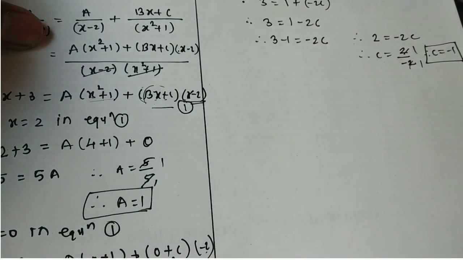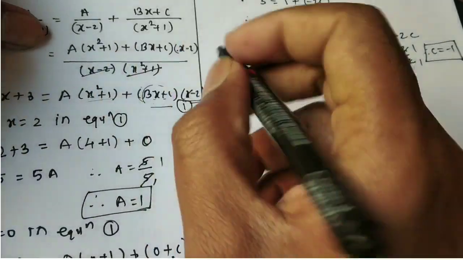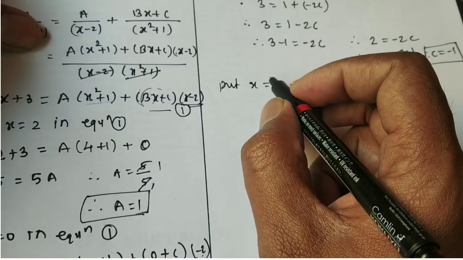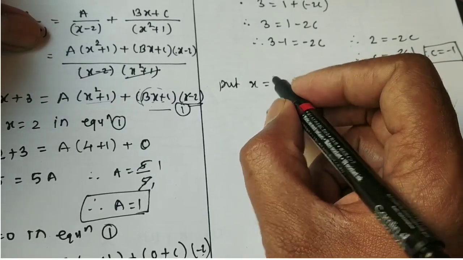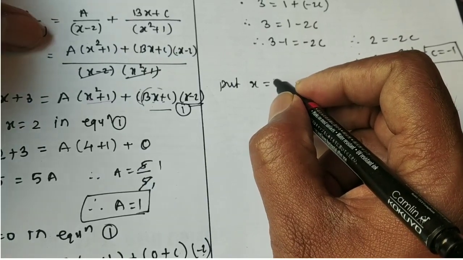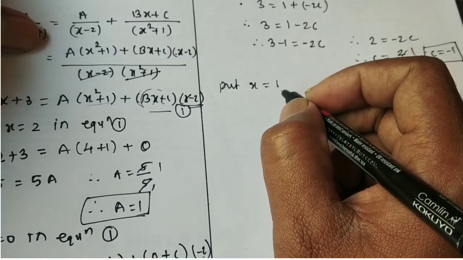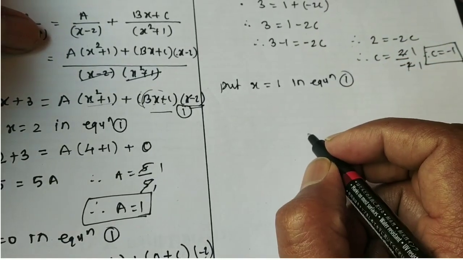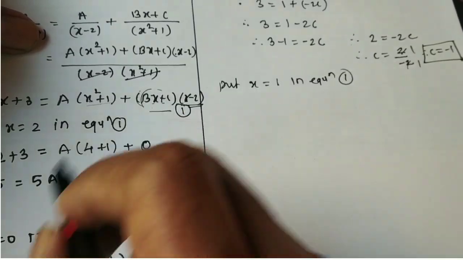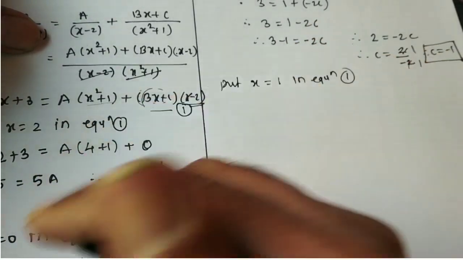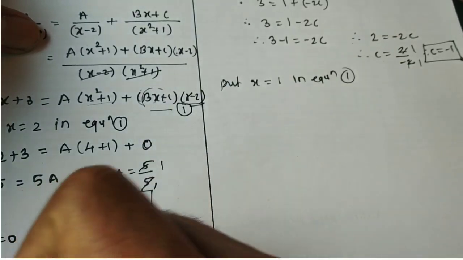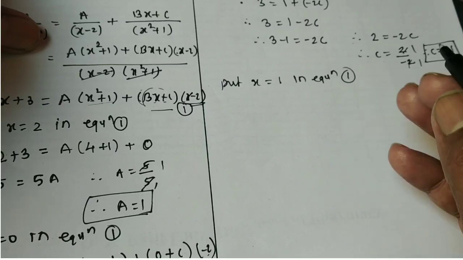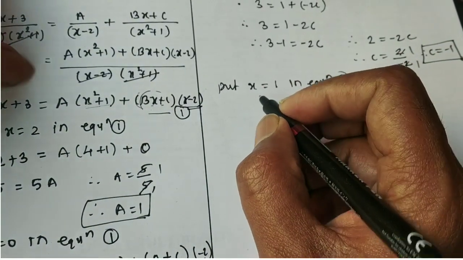Okay. So how to get the value of b? Again replace, put x equal to 1 in equation first. Why 1? I can take any value. Once you get the value a, then you can take any value, x equal to 0 or x equal to 1 or x equal to 2, whatever you want. So if I put x equal to 1, what you will get here?